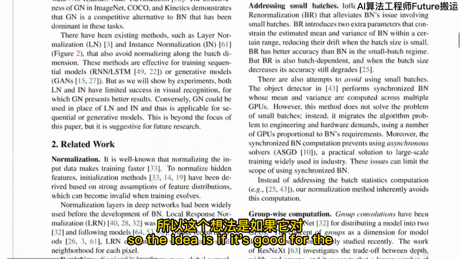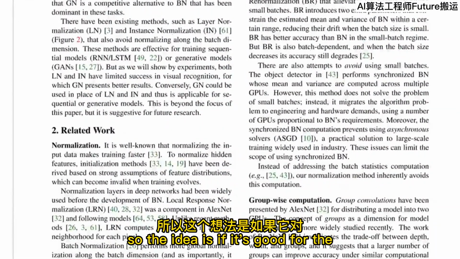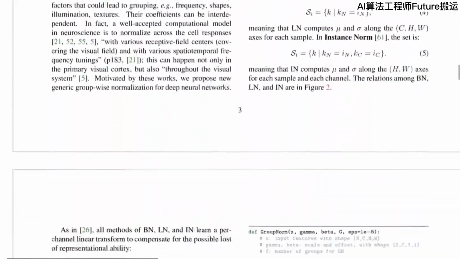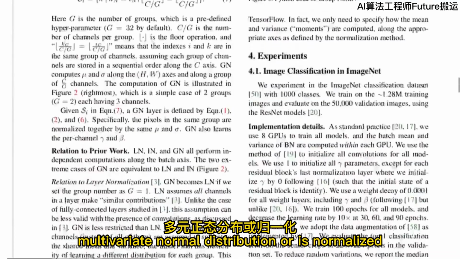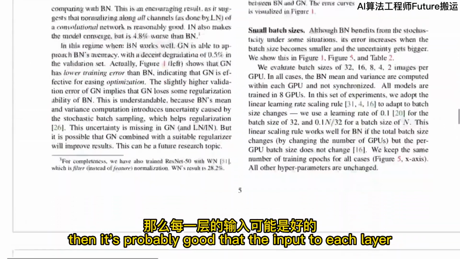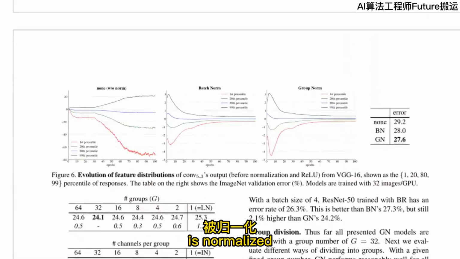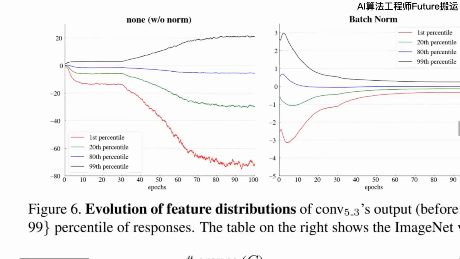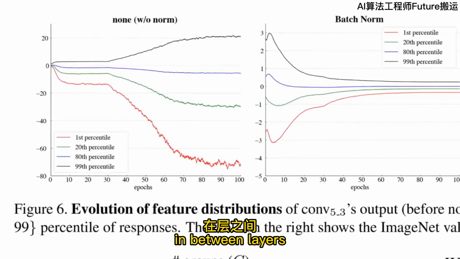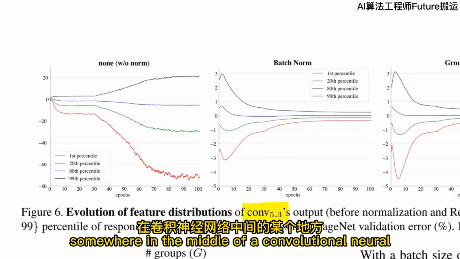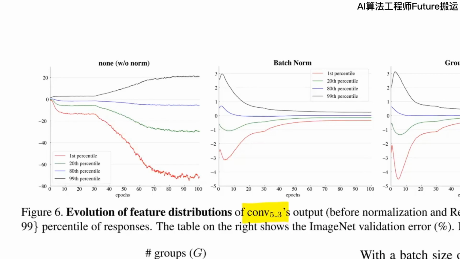So the idea is if it's good for the general machine learning method that the input has a multivariate normal distribution or is normalized, then it's probably good that the input to each layer is normalized. So when you look at how signal features are in between layers, so this is, for example, the conv53. This is a layer somewhere in the middle of a convolutional neural network.